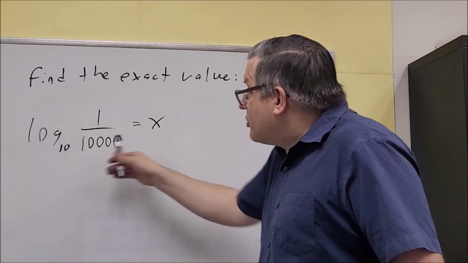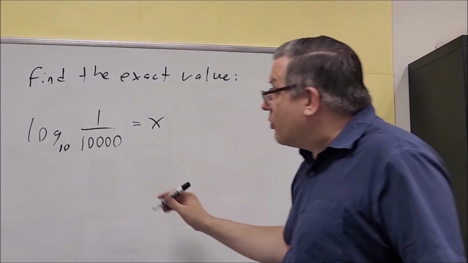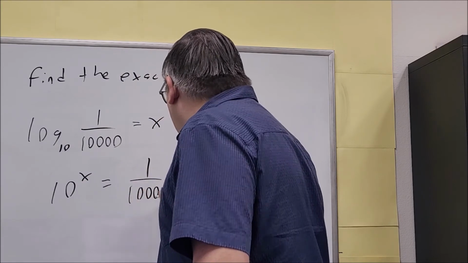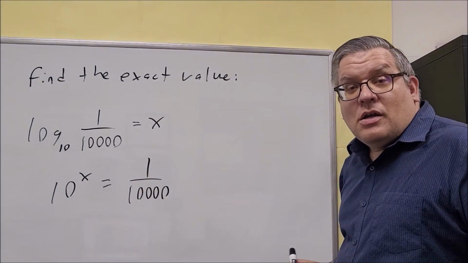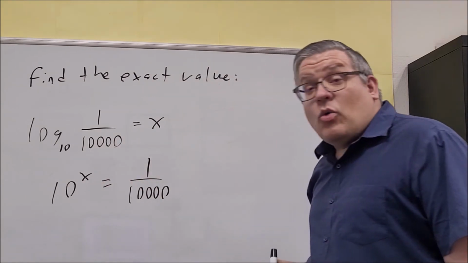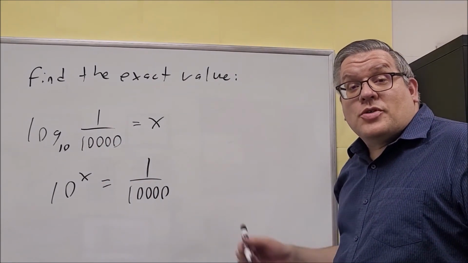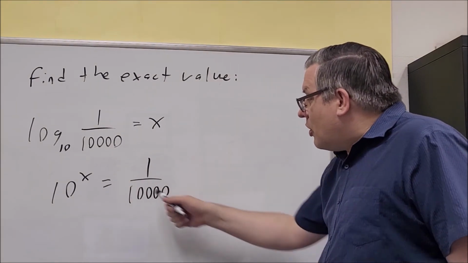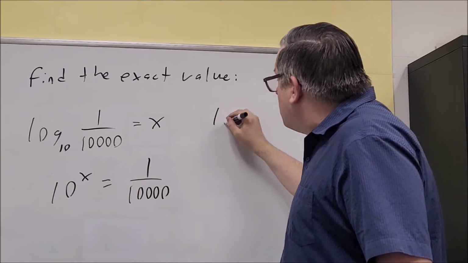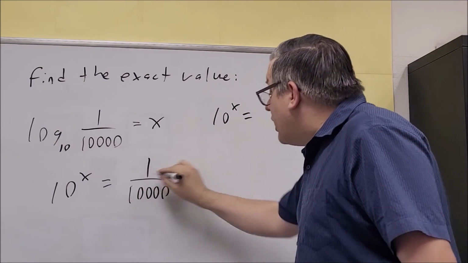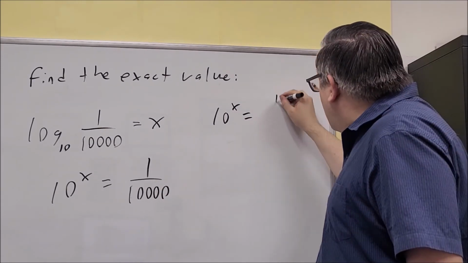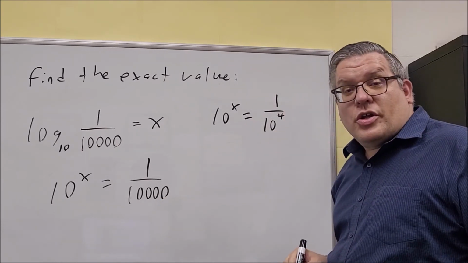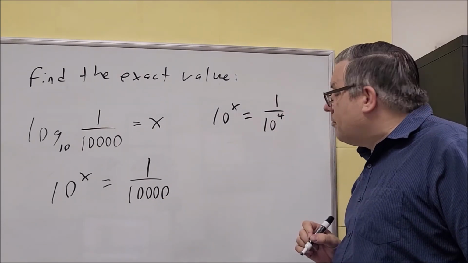So we're going to do the base raised to the number after the equal sign. So 10 to the x is going to equal 1 over 10,000. Here, we want to write both of those in terms of base 10. We can do that with this one. On this side, we need to work with that a little bit. Let's write this as a base of 10. That's going to be 10 to the 4th power because we have 4 zeros. Okay, so 10 to the 4th.